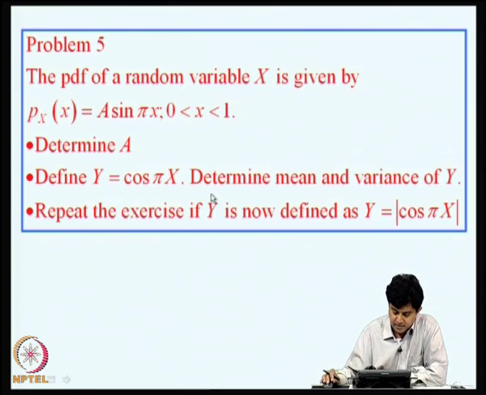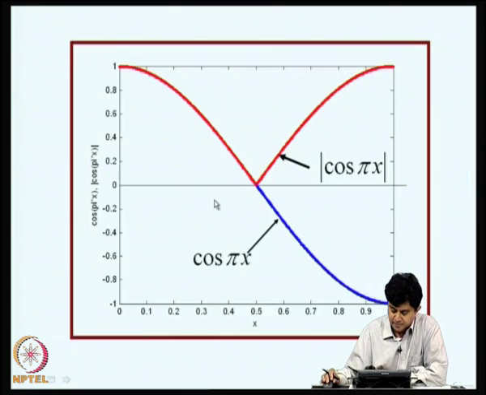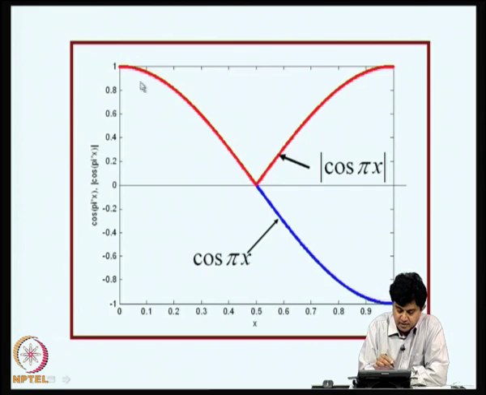And how does cos pi x look? Over the range of interest, the cos pi x function is this, and mod of cos pi x is this. In this portion cos pi x and mod of cos pi x overlap, therefore we see only the red line here, which is mod of cos pi x, and the blue line is cos pi x, which runs along this line.